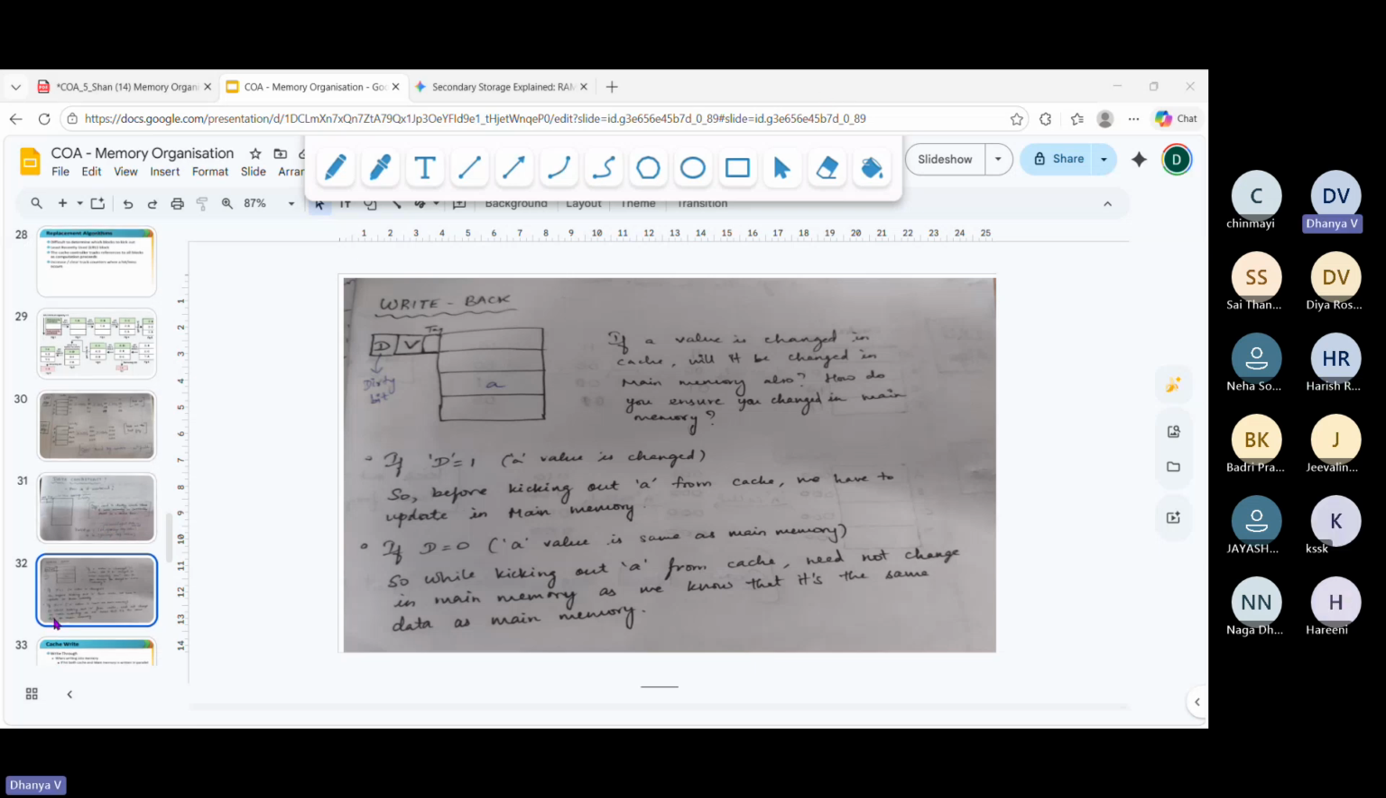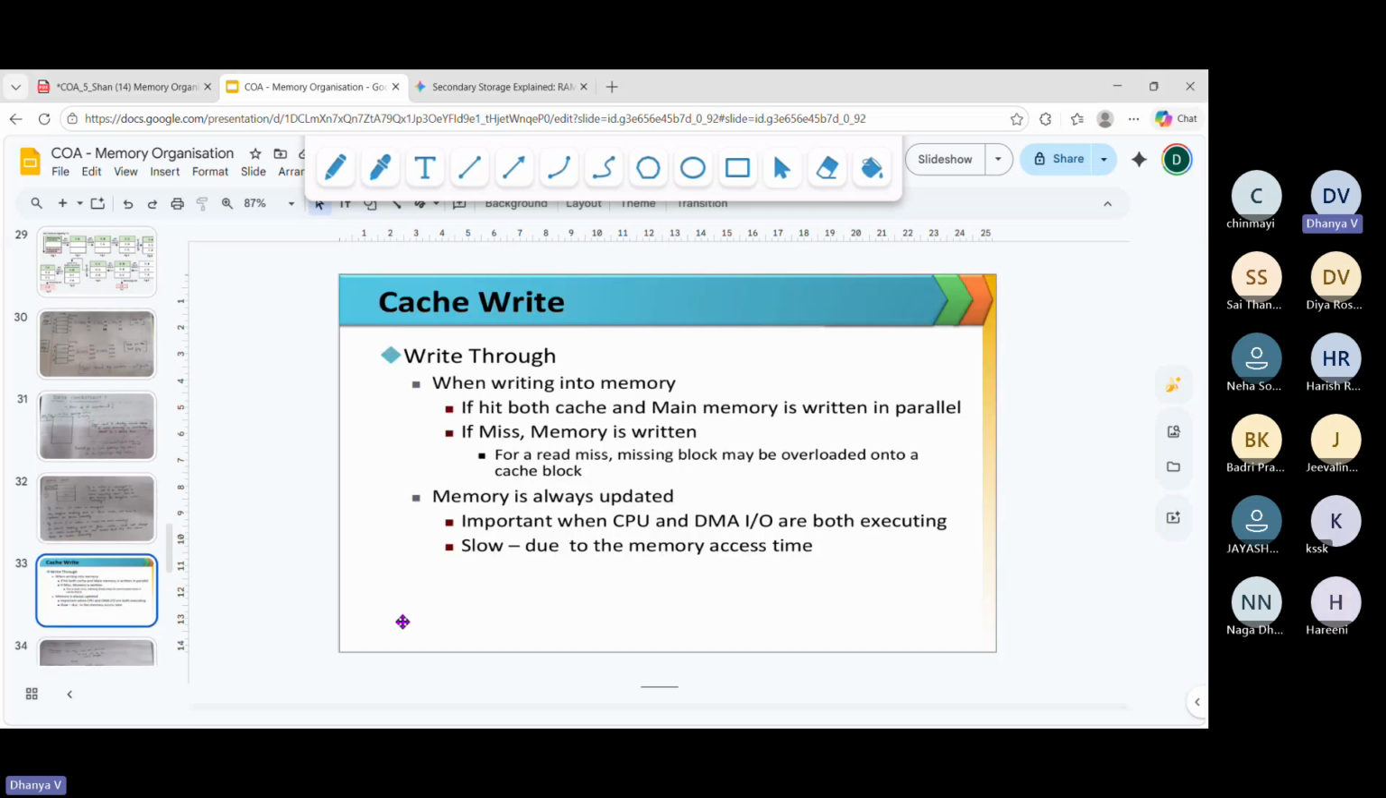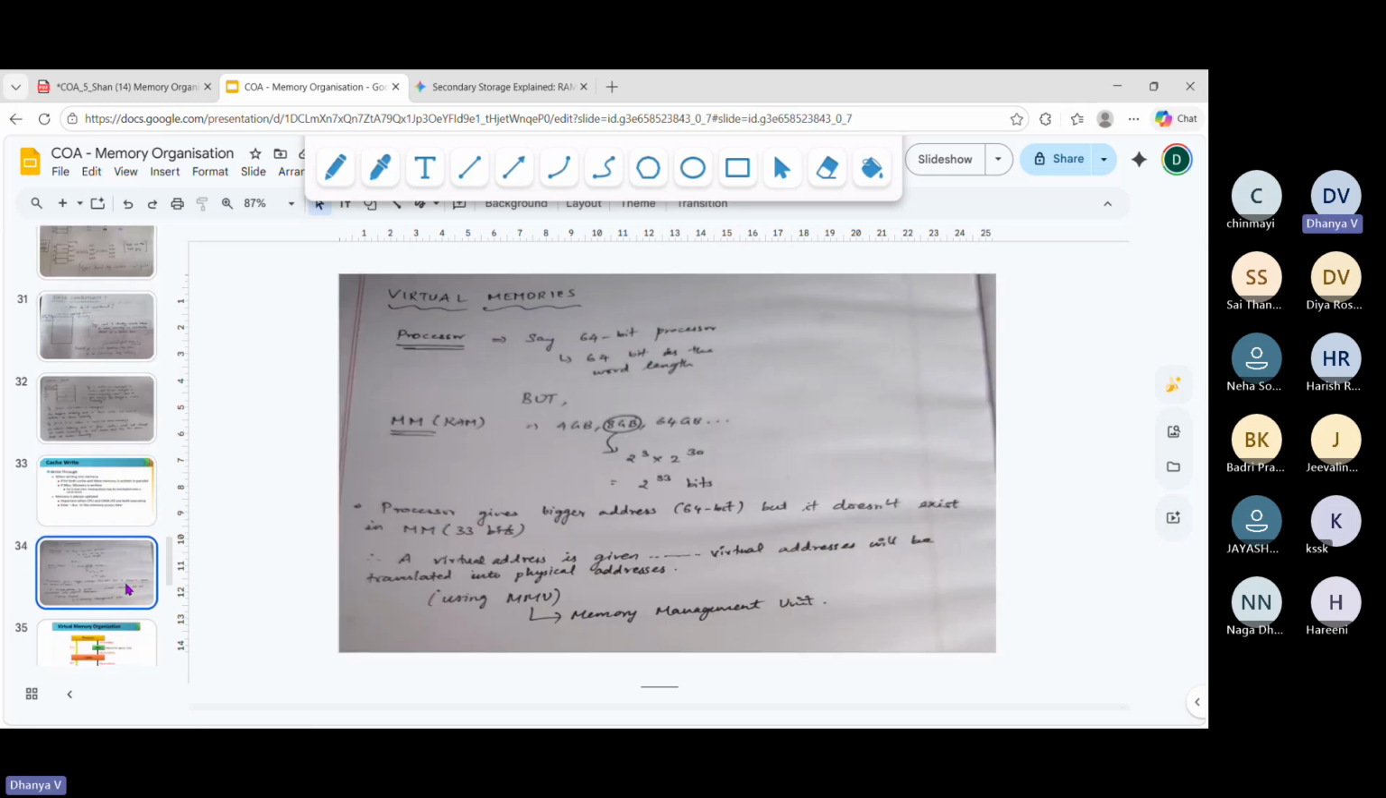Okay. And what she told about write through is that both your cache and the main memory just get changed in parallel. That's all. That's what cache write is.